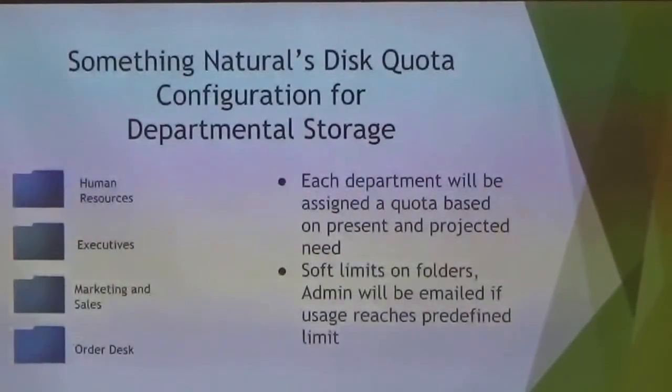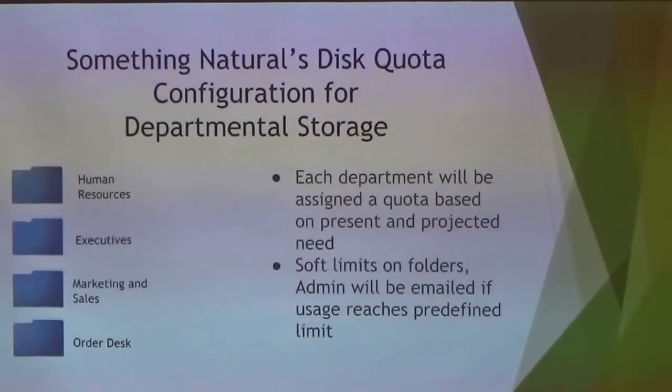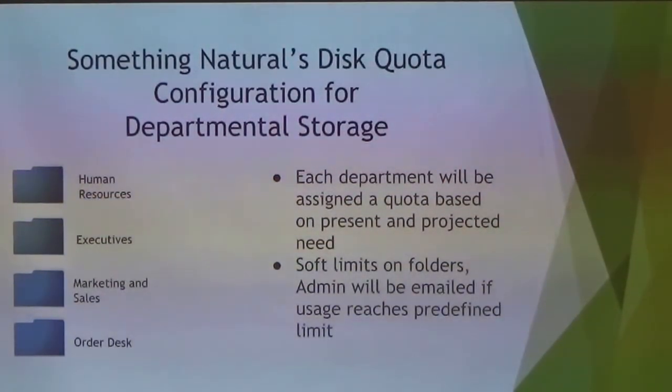Now we also have the departmental shares. Each department has a different shared folder on our server. Actually, we just want to monitor what and how much is saved to those folders. So each department is going to be assigned a quota based on their present and projected need. Right now, we set it to about 2 gig, and we will monitor it through disk quotas. If they need more space, we can assign that as necessary.